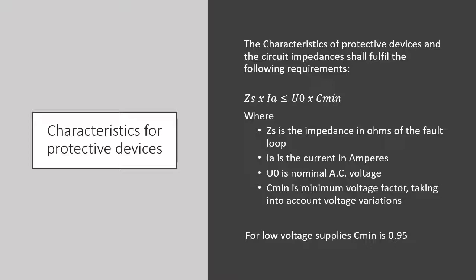So for low voltage supplies up to 1000 volts, C min is 0.95. So what we would do is we would take our 230 or 400 and multiply it by 0.95. That would be our voltage figure that we work with. The rest is straightforward Ohm's law. I equals V over R, or V equals I times R. All ZS's must comply to this in order to break the circuit in the right amount of time.